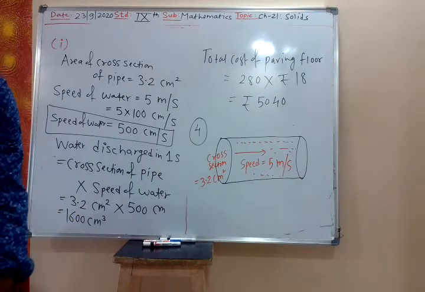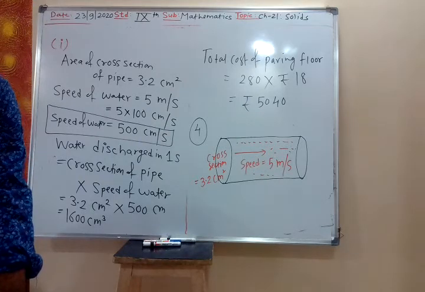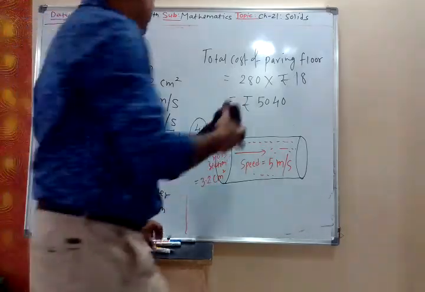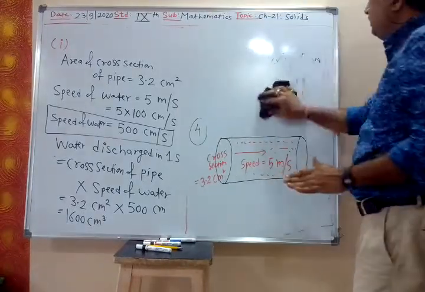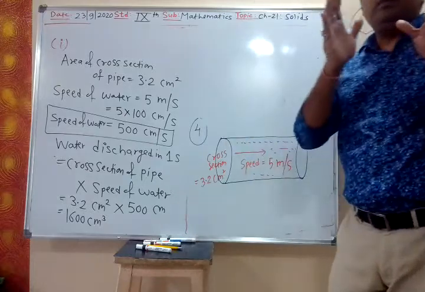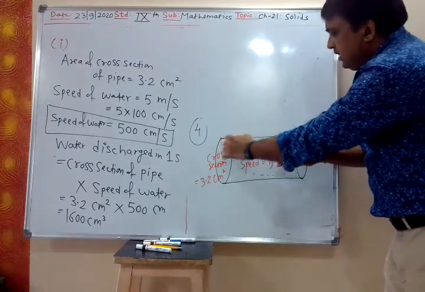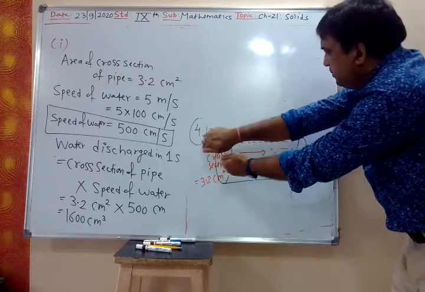Now what is asked further? What is the volume of water in liter per minute? Yes. Now we'll see the second part. So this logic you remember. What is the logic? Volume of water discharged through this pipe will be nothing but cross section area of the pipe multiplied by the speed.